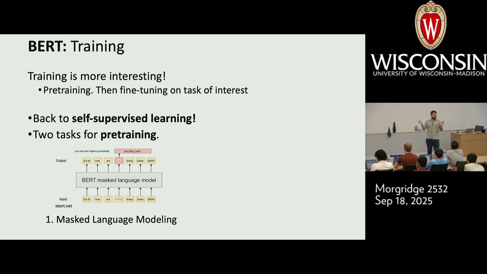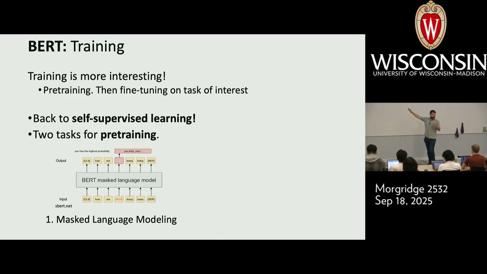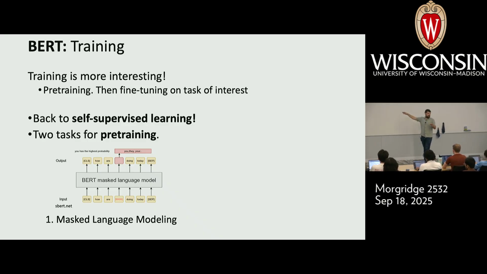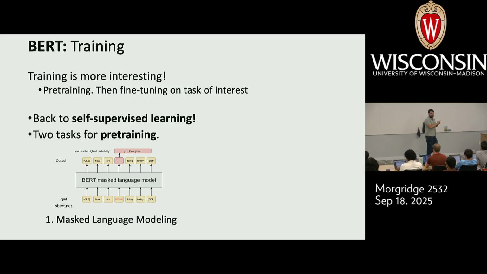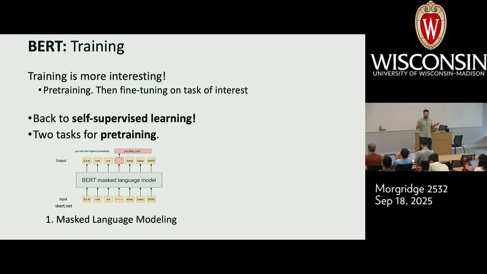Now, where do we get that information? Well, we know it, right? We have all the original text before we masked anything. So we know what was supposed to be there. And we're just telling the model, hey, if I mask it, can you still predict what it's supposed to be? OK, everybody OK with this first task?